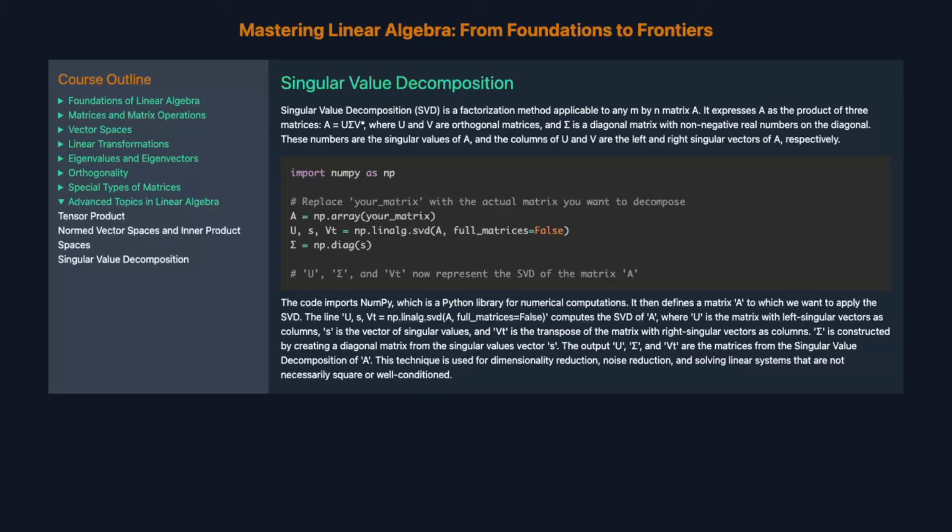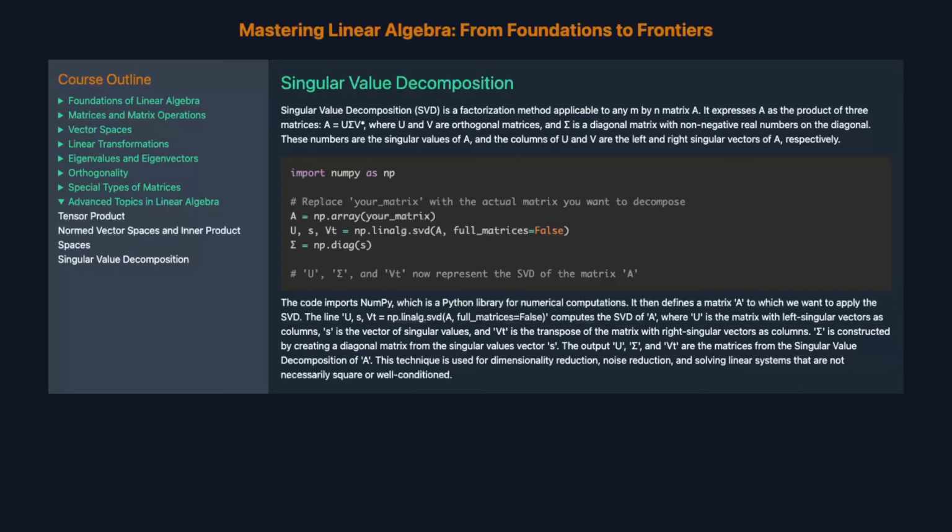The code imports NumPy, which is a Python library for numerical computations. It then defines a matrix A to which we want to apply the SVD. The line U, S, VT equals np.linalg.svd(A, full_matrices=False) computes the SVD of A, where U is the matrix with left singular vectors as columns, S is the vector of singular values, and VT is the transpose of the matrix with right singular vectors as columns.